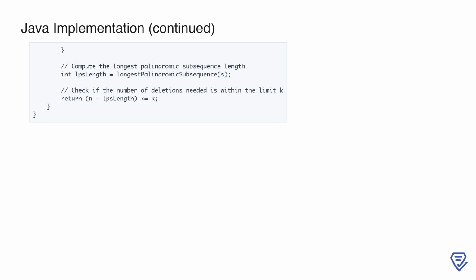Finally, to determine if the string can become a valid palindrome within k deletions, we calculate the difference between the string's total length n and LPS length. This difference represents the minimum number of deletions needed to turn the string into a palindrome. If this value is less than or equal to k, we return true, otherwise, we return false. This approach ensures that we efficiently solve the problem using dynamic programming, making it both optimal and clear.